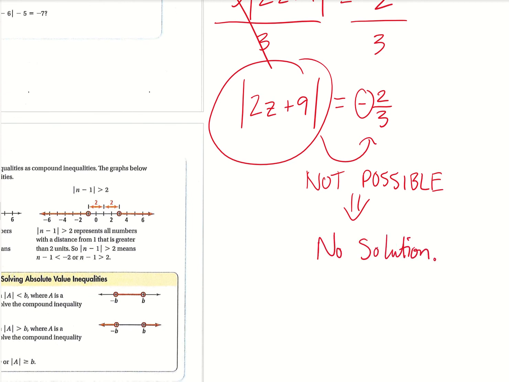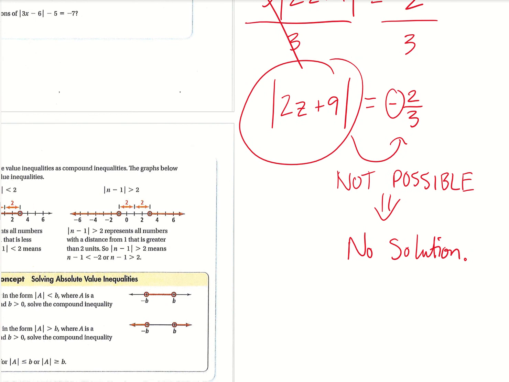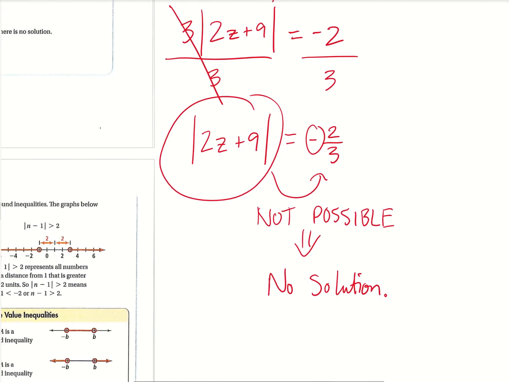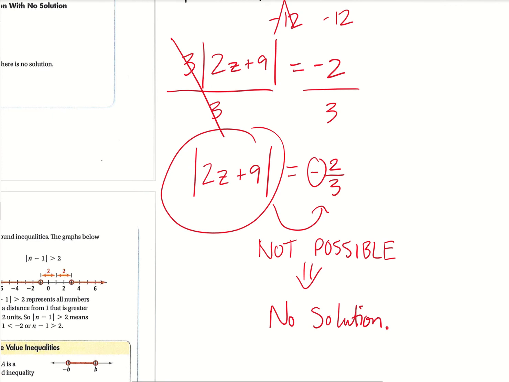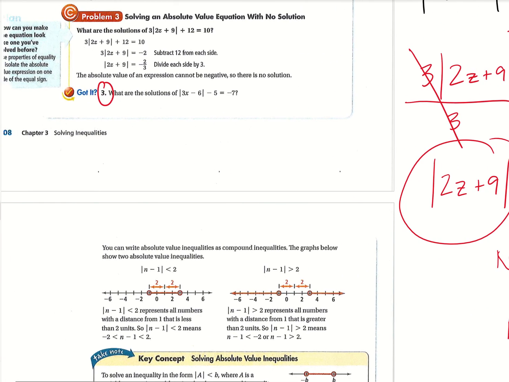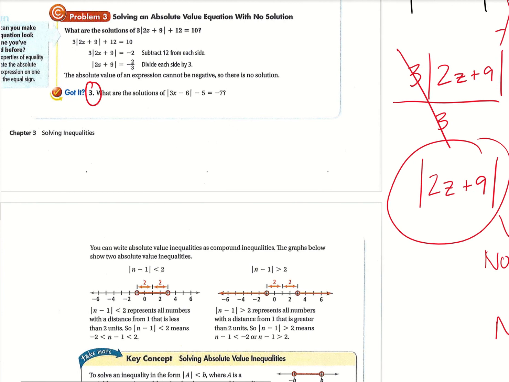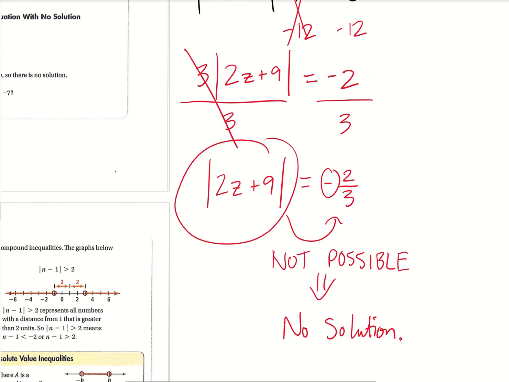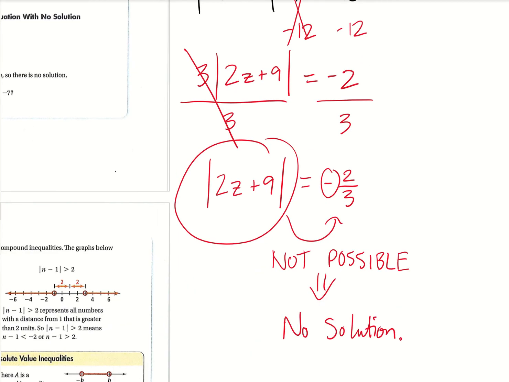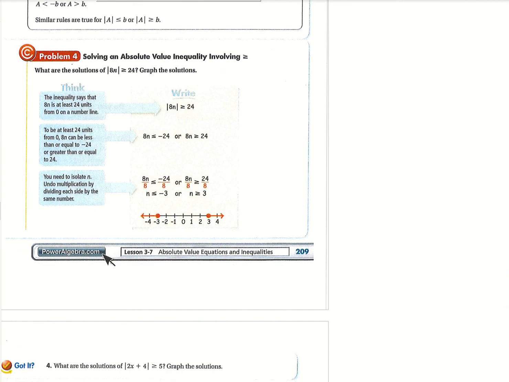So hopefully that one makes sense. And then yeah, we can look at this. Just go ahead and do number 3 on the Got It problem on page 208, I think that is. And then we will come back together again. Sorry guys, the video. There we go.